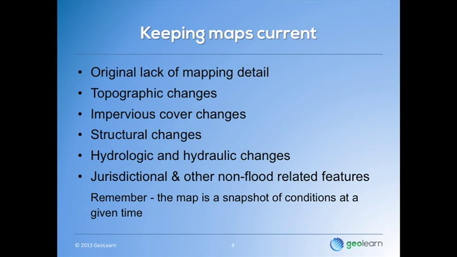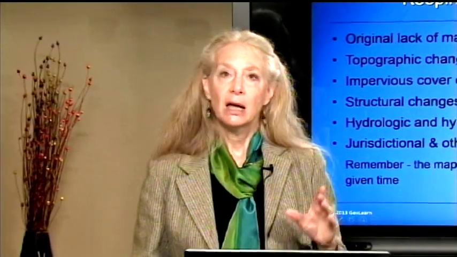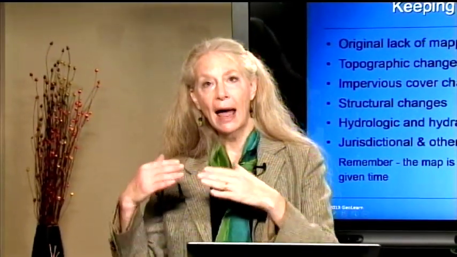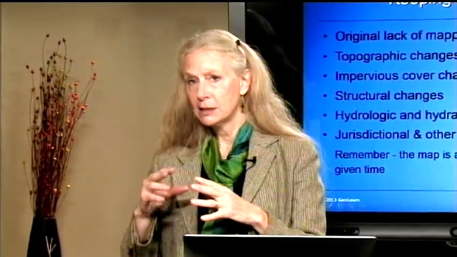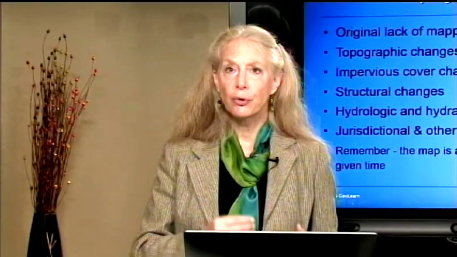So in order to keep maps current, we need to look at the kinds of things that change with maps. We need to look at what was the level of detail in the original map. Was it detailed enough to tell us what the base flood elevation is, the height of the expected level of water to either reach or exceed during the 1% annual chance flood event? If we don't, then we possibly want to add detail, add more technical information to improve those maps.